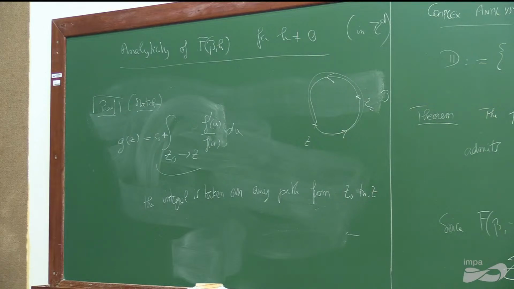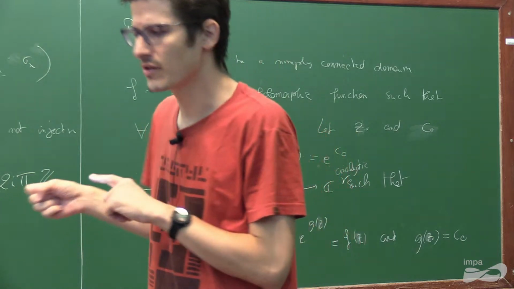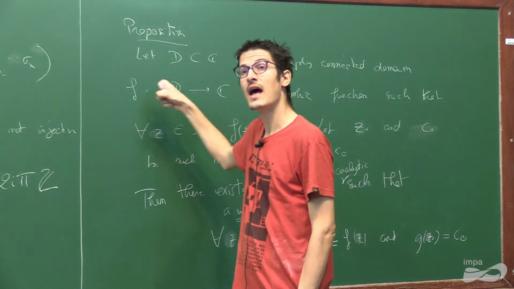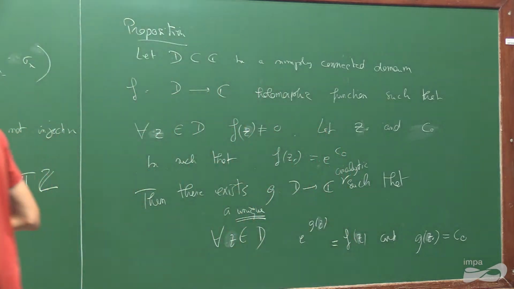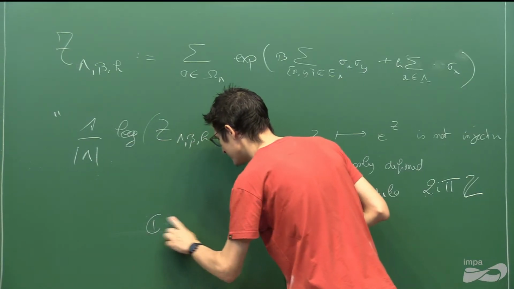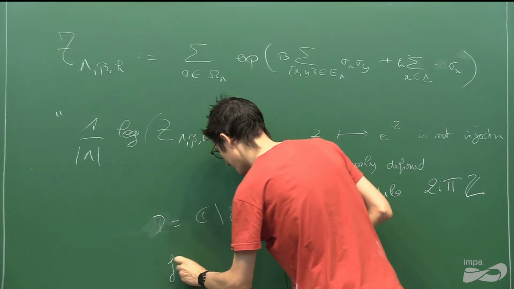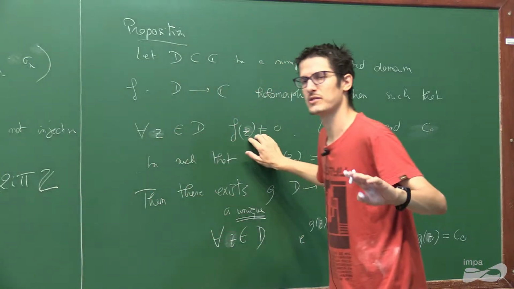Well, you see that, okay, here, this assumption is crucial. If this is not true, clearly the theorem is not true. So for instance, if you take D is equal to C minus 0, and f of z is equal to z, well, this theorem is not true, because this thing is pretty much mandatory to have this.